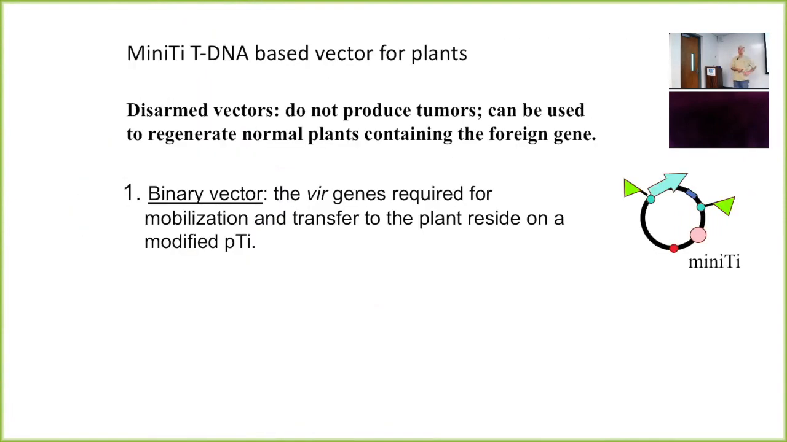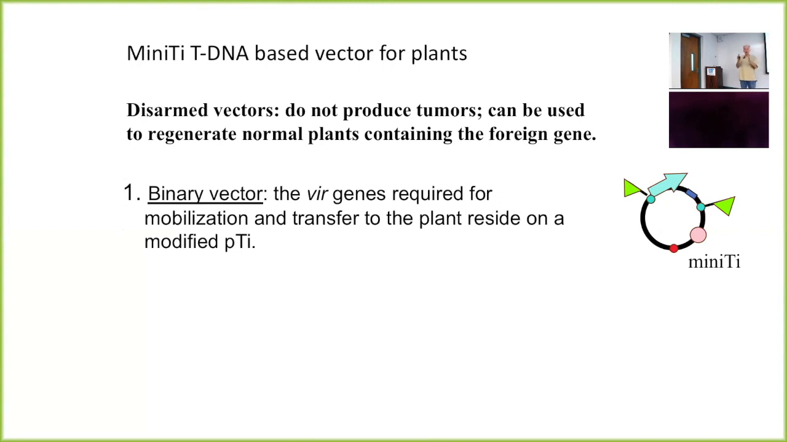The other is the concept of the binary vector. And what I'm going to do is mess with you again. I'm going to fiddle with it and ask you to predict consequences. So I might ask you, what is present on the mini Ti versus what is present on the helper plasmid? So you understand the concept of a binary vector, right? Two components are kept separated from each other. So unless you have both components in the same cell, mobilization will not occur.